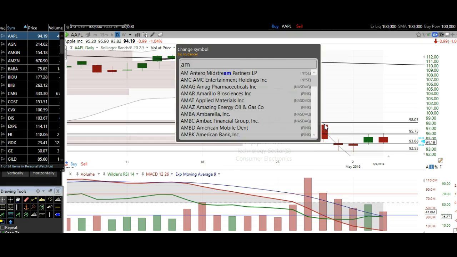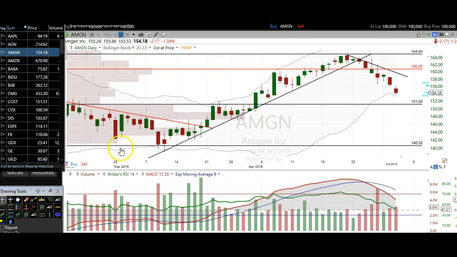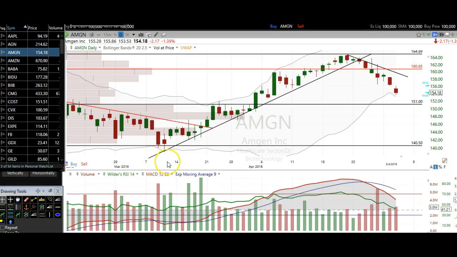Next, I want to cover AMGN. We've been playing this short for a while, but we're coming up to some pretty decent support here at 151. The reason we liked it short is this trend line break right here, and then we also broke this support right here, and we have a nice little downtrend line to play with as well.